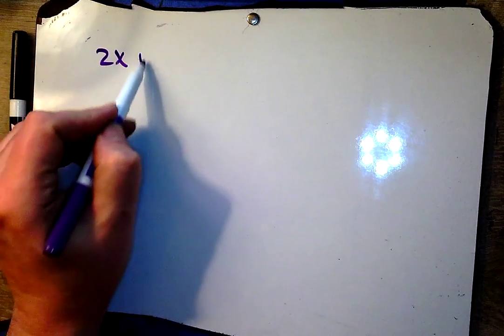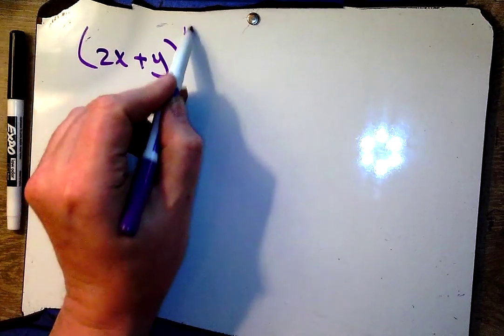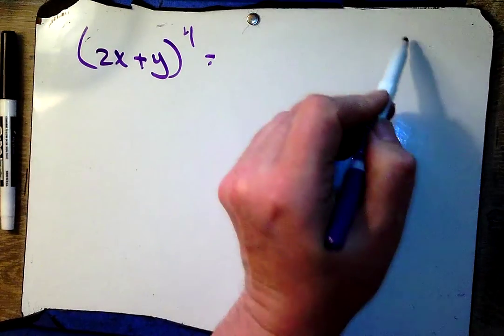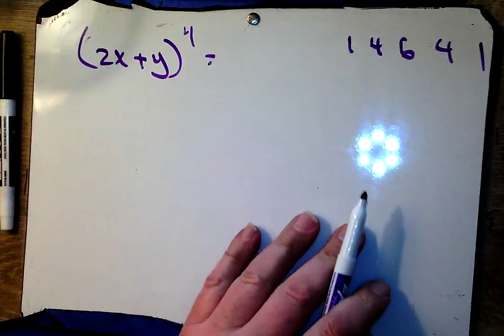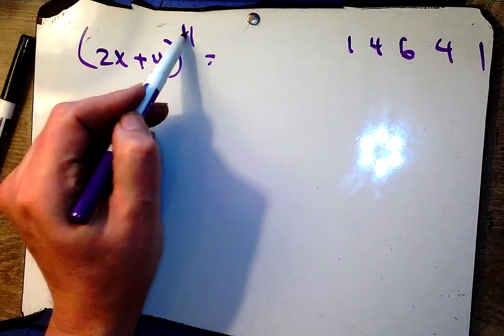Good. What happens if we have 2x plus y to the 4th? And remember, the 4th row is 1, 4, 6, 4, 1. Will you expand that for me?